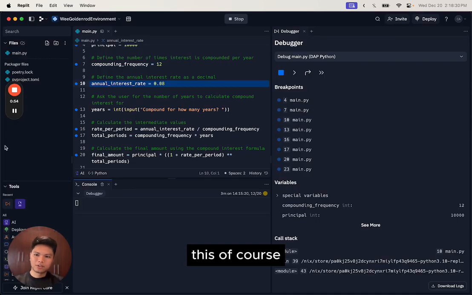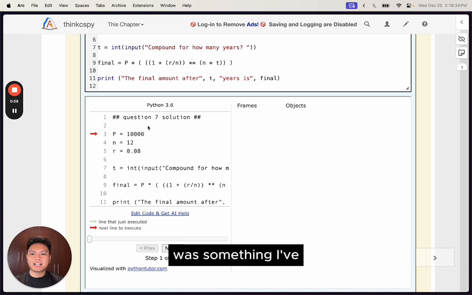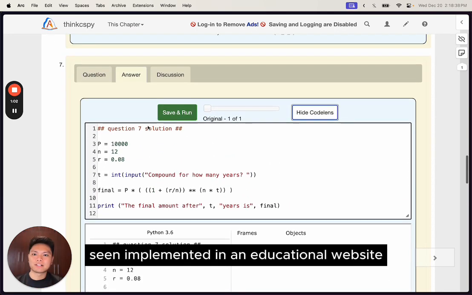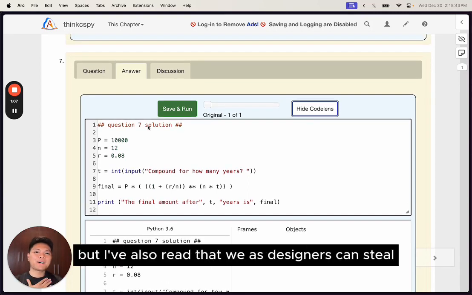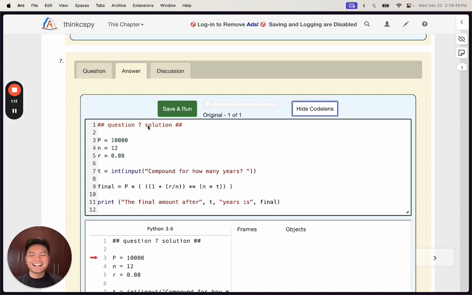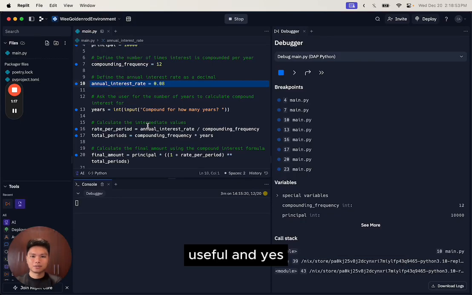This, of course, where credit is due, was something I've seen implemented in an educational website, specifically Thinking Like a Computer Scientist, props to them, but I've also read that we as designers can steal. After my 3 years of product design experience, I can say that this feature will be significantly useful.